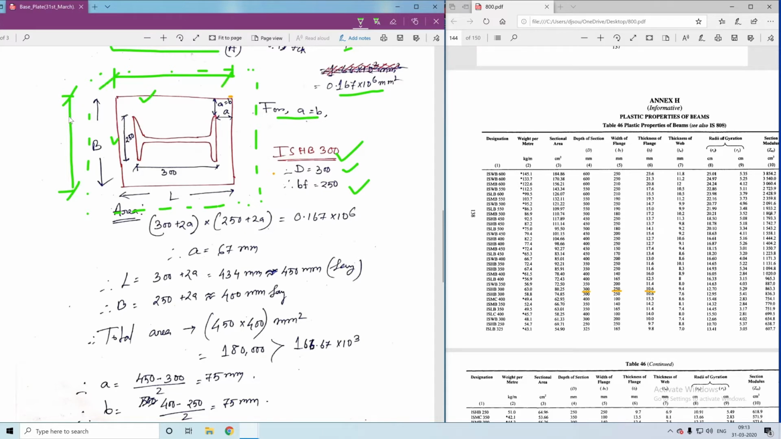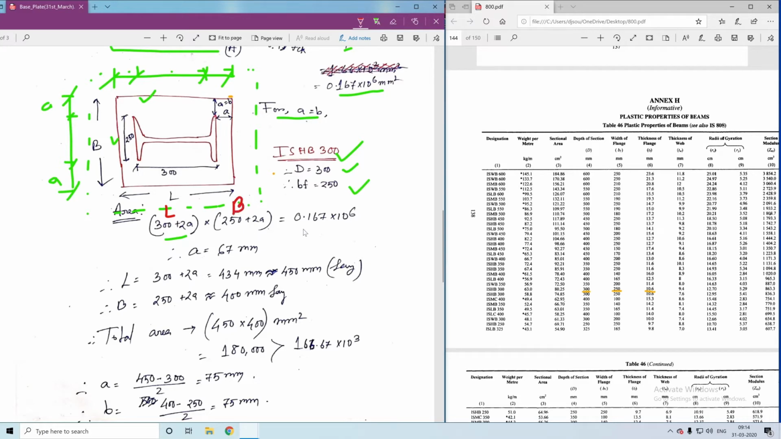Up to this portion it is 250, and it is A and also A. Similarly here, 300, here A and here A. So simply the area will be 300 plus 2A. This is the L, and this is actually B.